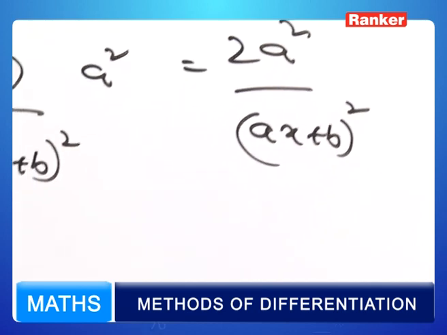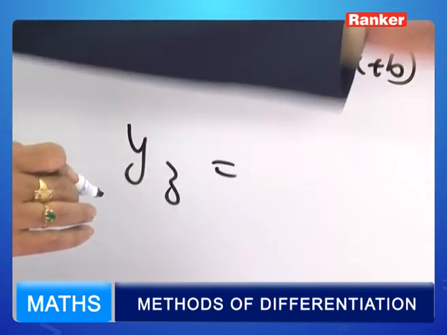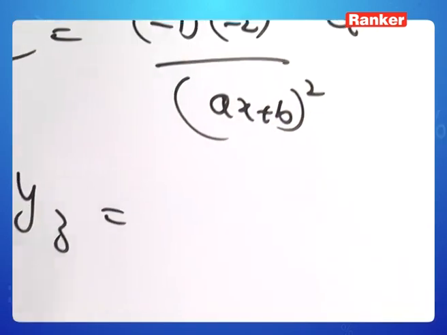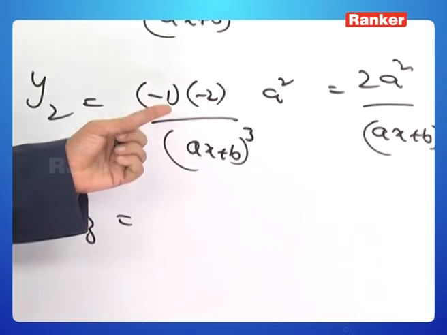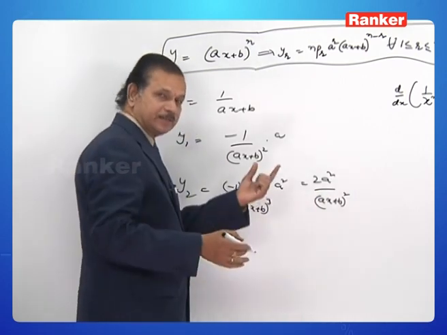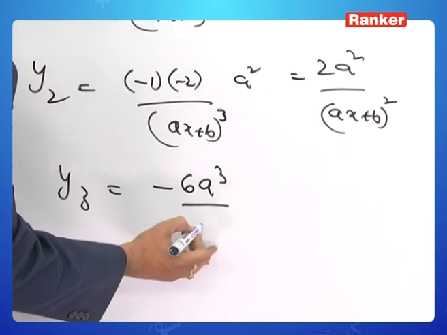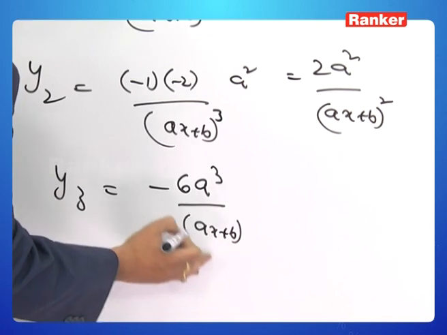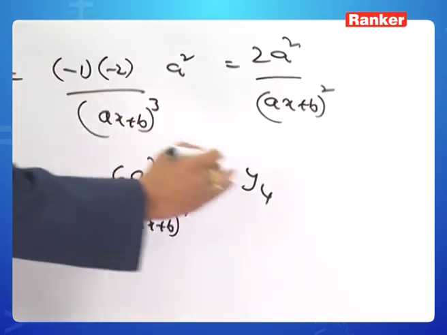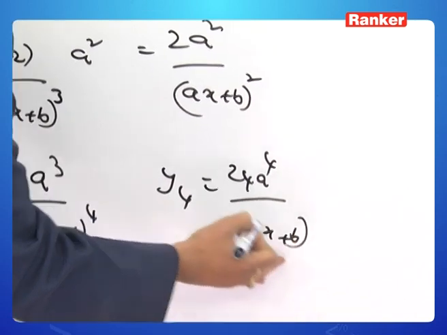What is y3? Imagine 2a square is in the numerator and 1 by ax plus b whole cube, its derivative is minus 3 by x power 4. I'm sorry, it is a cube. 1 by x square derivative is minus 2 by x cube, isn't it? Like that. Now, an extra minus 3 is going to come, so that it is minus 6a cube by ax plus b whole to the power of 4. What is y4? Minus 4 comes extra. 24a power 4 by ax plus b whole to the power of 5.